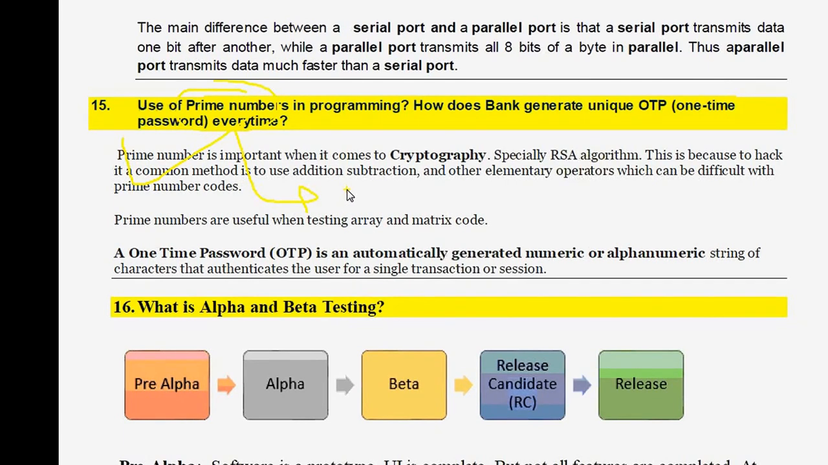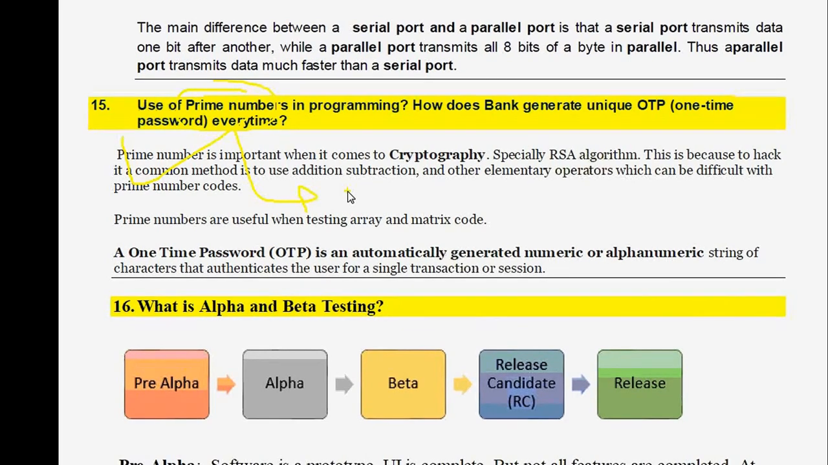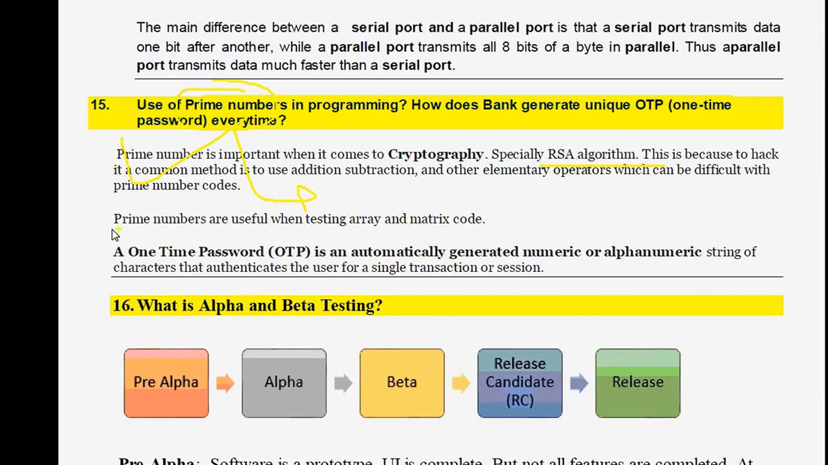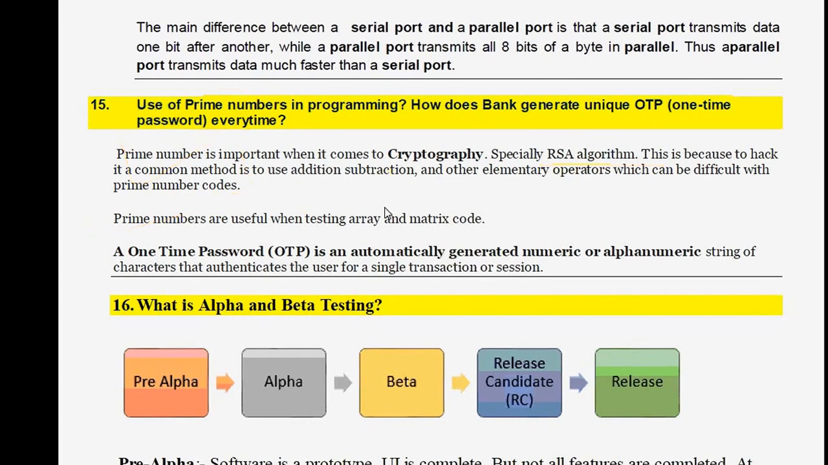So it helps in network security and cryptography. In network security, we use prime numbers in cryptography and steganography, and the most advanced secured cryptographic algorithms such as RSA use prime numbers to provide encryption. Prime numbers are also used in testing array and matrix code to find bugs in the array and matrix code.